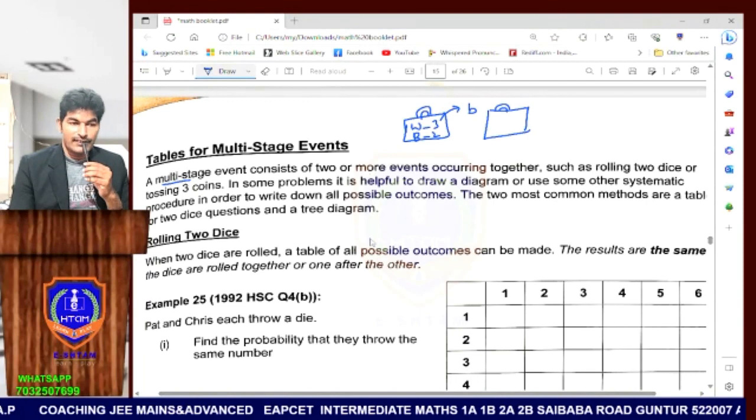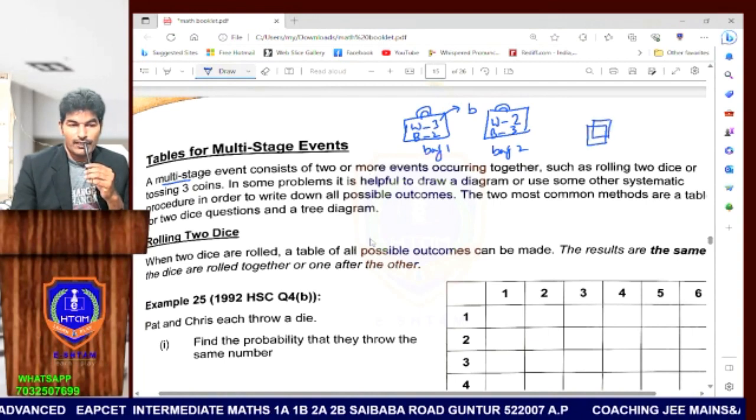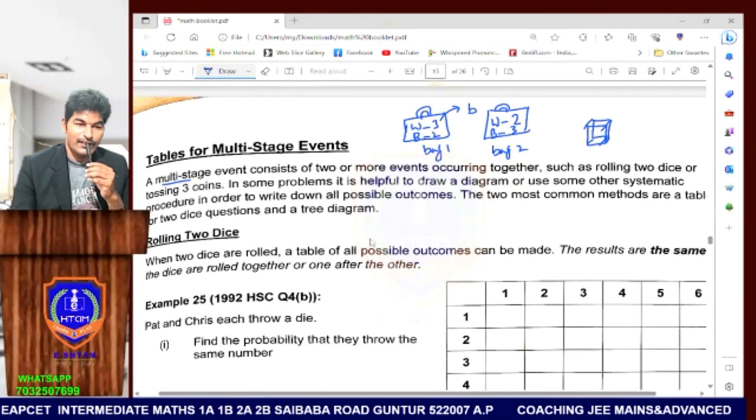And 2 bags are given with the same color composition. The white balls in the second bag will be 2, and blue balls are 3. Okay. This is bag 1. This is bag 2. Understood? We will roll a die. Not throwing, rolling. A coin will be thrown and a die will be rolled. We will roll a die.